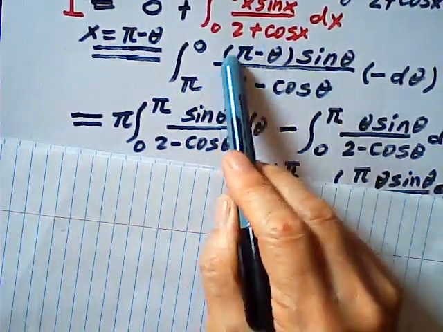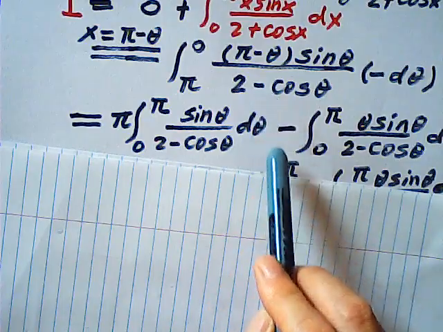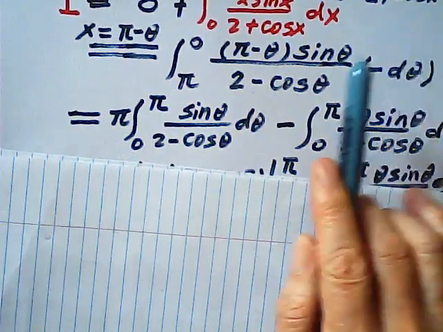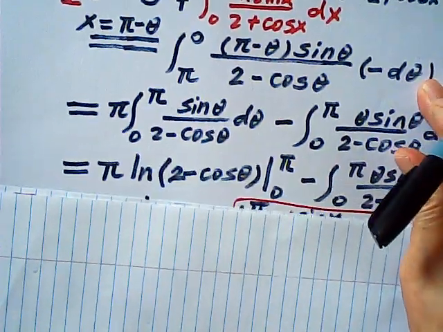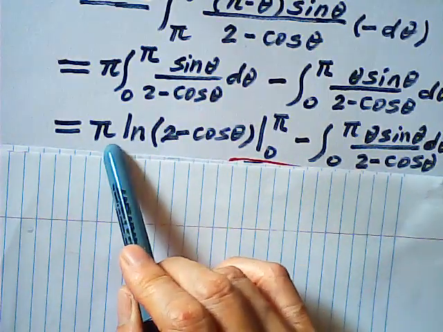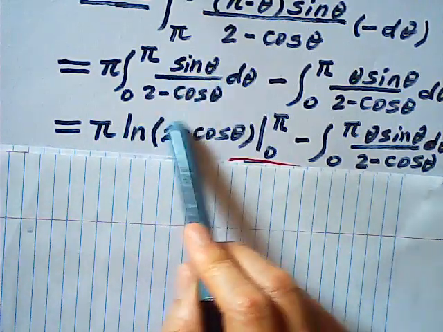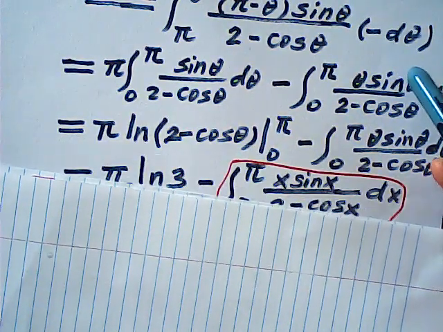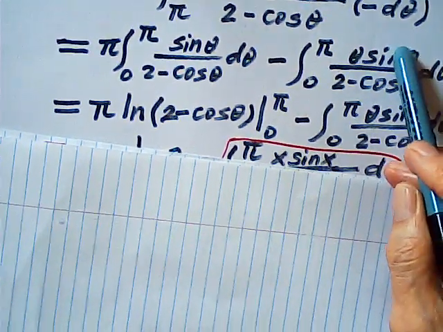And this becomes two integrals. One is pi times sine over this. The other one is theta times sine theta over this. So it becomes two integrals. Okay. Then this integral is easy. It is equal to log of 2 minus cosine theta. That's easy. This integral, well, is not that easy.